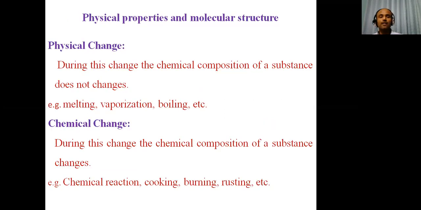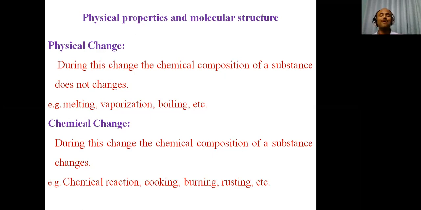Now the question arises: what is meant by physical change and what is meant by chemical change? First, let us discuss what is meant by physical change. Physical change is a change during which the chemical composition of the substance does not change. Examples of physical change are melting, vaporization, boiling, etc. So during melting, vaporization, or boiling, the chemical composition does not change.